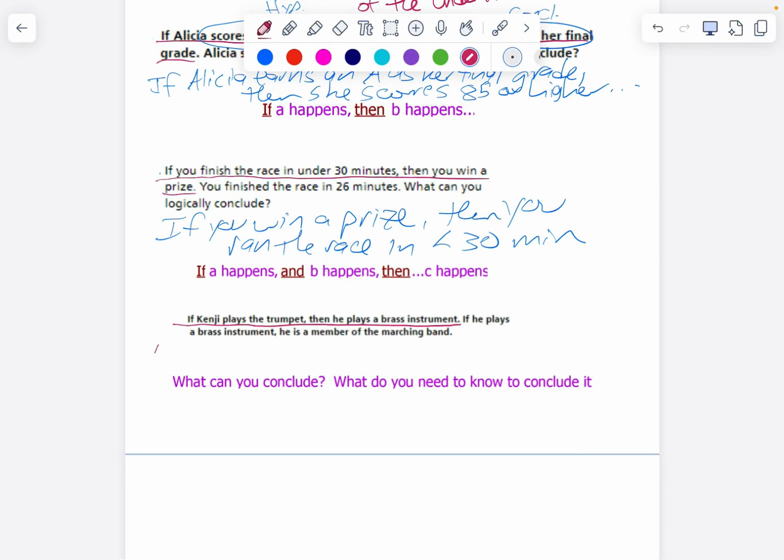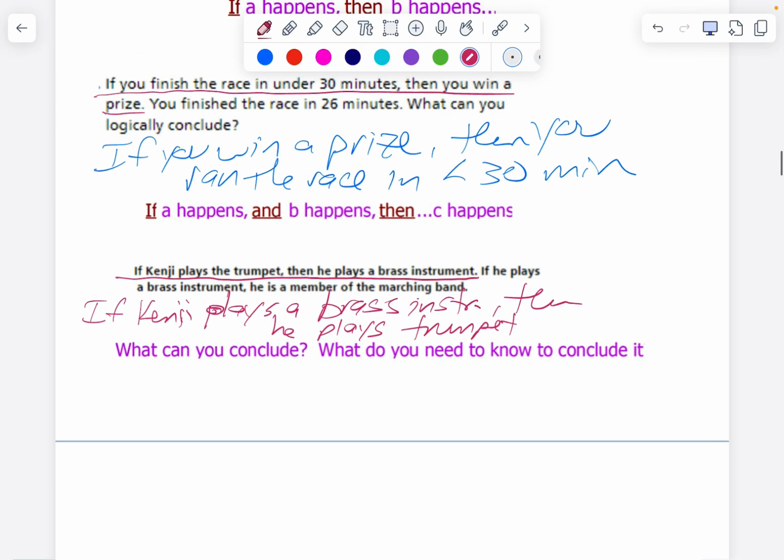Okay, and then we saw one like this yesterday. So if Kenji plays a brass instrument, then he plays trumpet. And I'm writing this fast, so if you can't read it, let me know. Okay, so how'd you do on that one? Raise your hand if you got the converse correct on that one. Okay, so 3 of you.